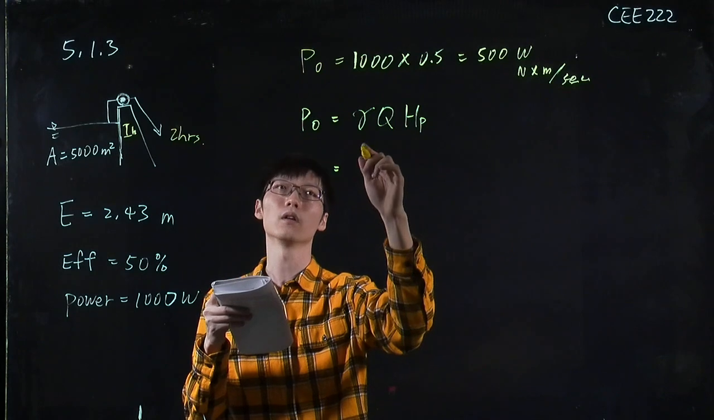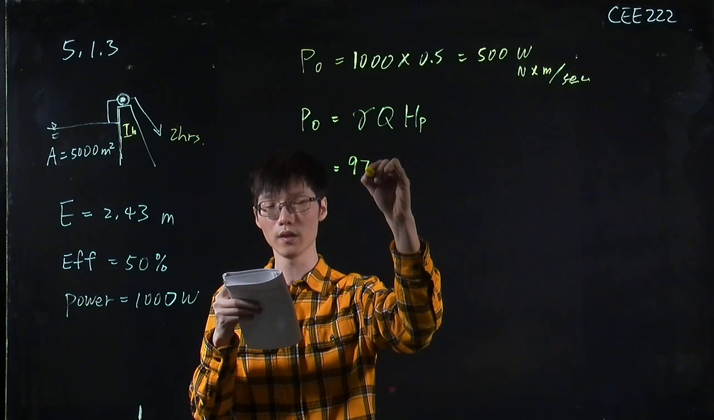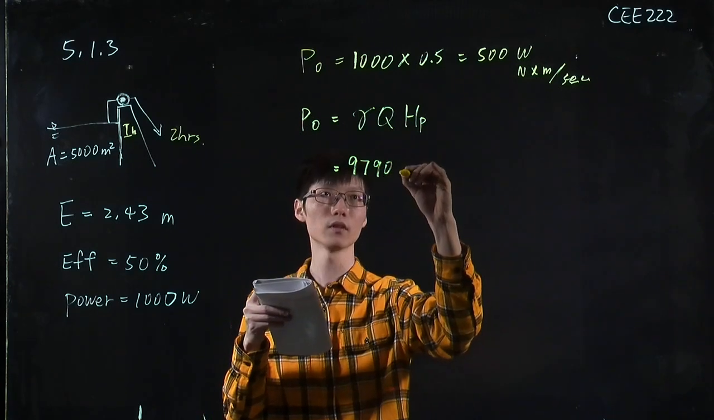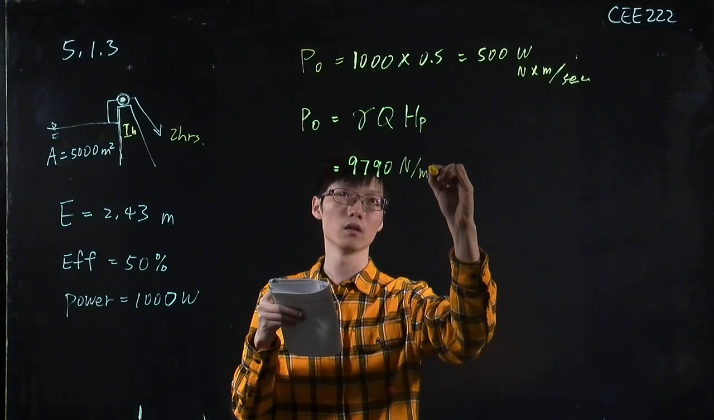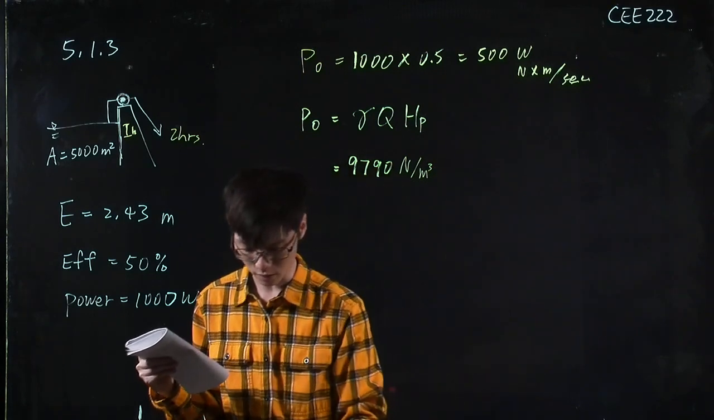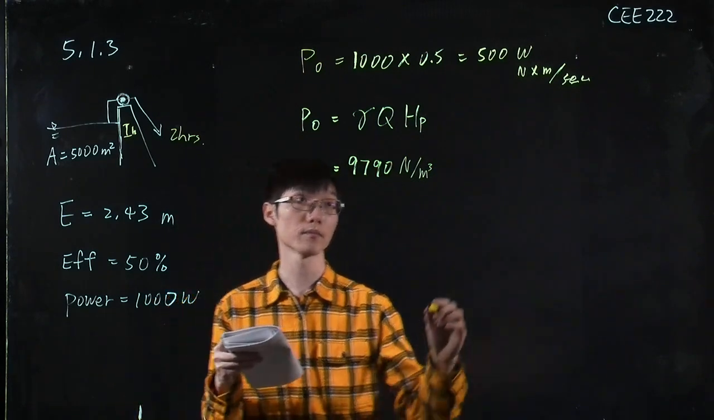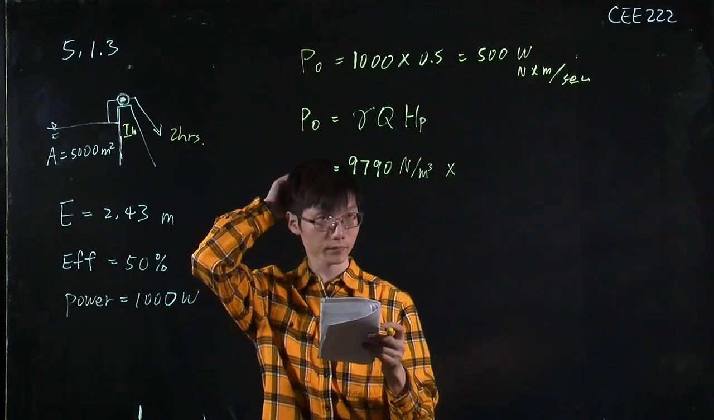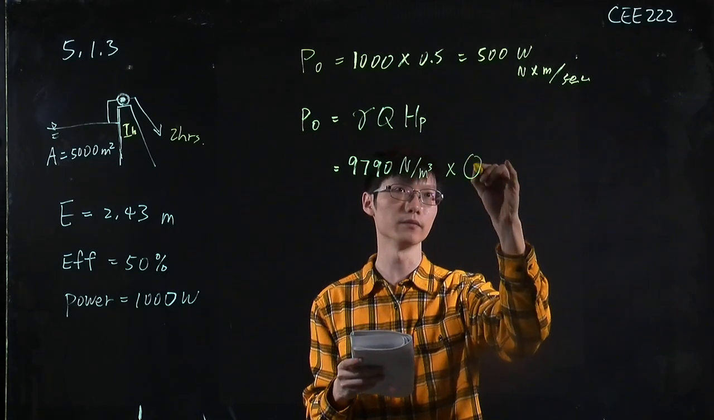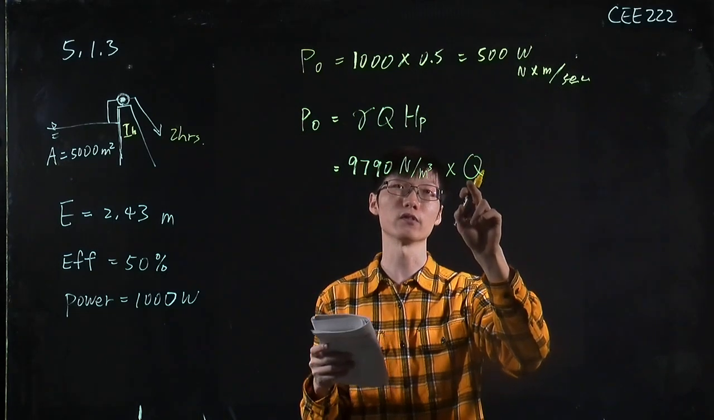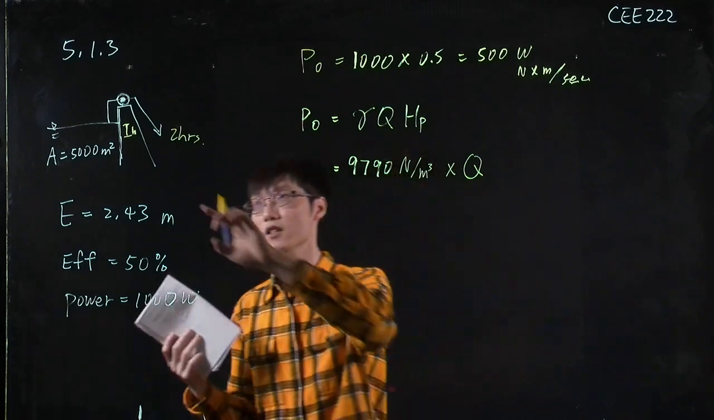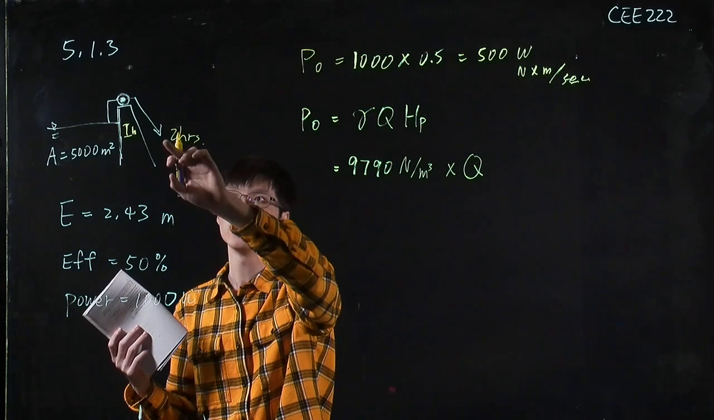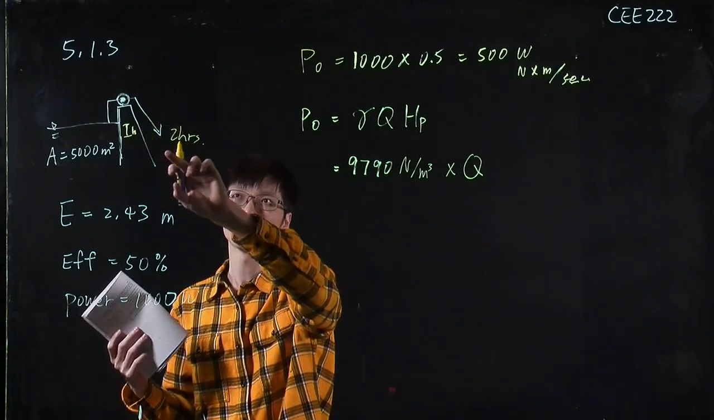The weight density of the water is equal to 9,790 Newton per cubic meter, times the flow rate. This is the variable that we try to solve, because if we know the flow rate, we can estimate the total volume that we can draw using this pump for 2 hours.